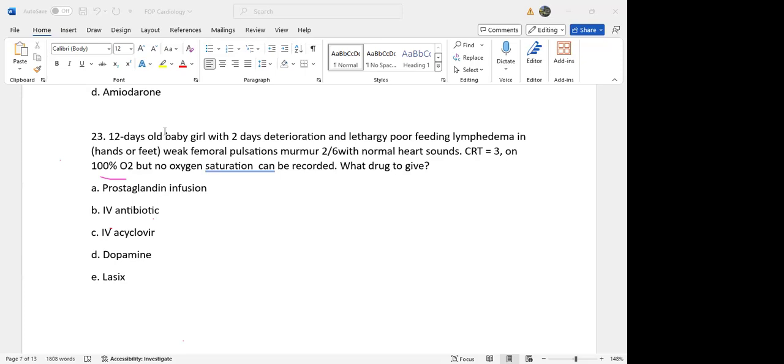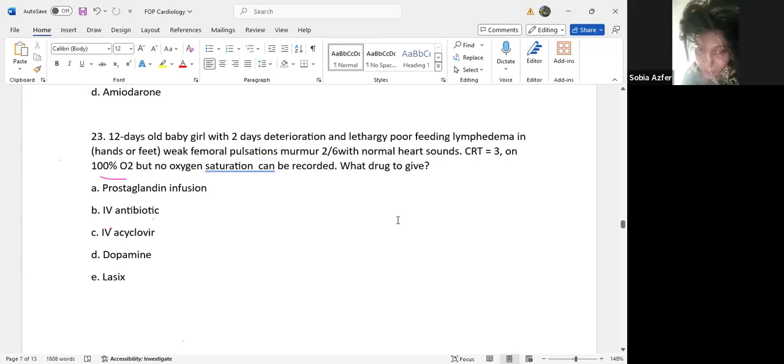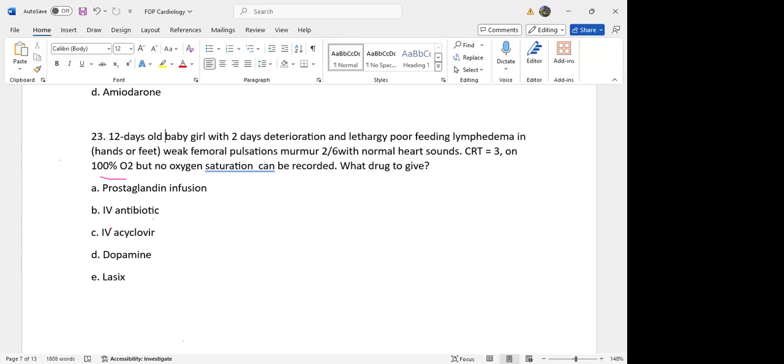Prostaglandin infusion. Why? What is the diagnosis over here? Possibly a ductal dependent lesion, coarctation. And lymphedema is suggesting what?